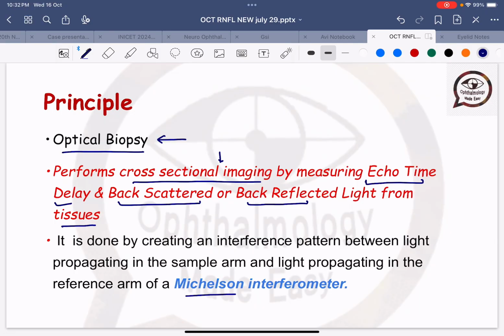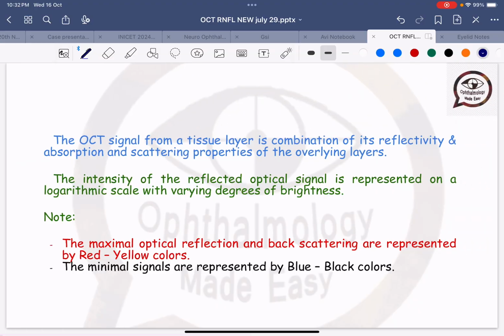Remember the concept which is called the Michelson interferometer. What it does is it creates an interference pattern between the light propagating in the sample arm and the light propagating in the reference arm, and then compares it. This is called the Michelson interferometer principle. Now, the OCT signal from a tissue layer is a combination of its reflectivity and the absorption and scattering properties of the overlying layers.